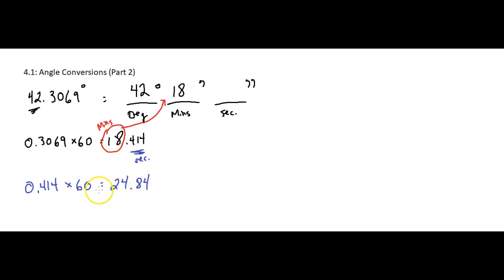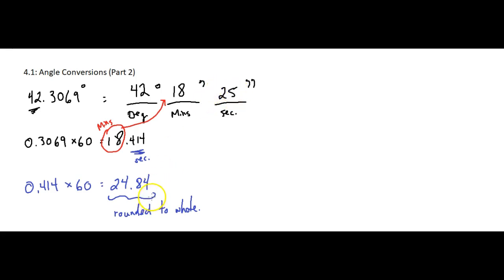Alright, now this number could go in as 24.84. Generally, this is rounded to a whole number. A lot of calculators might take it to one decimal place, but either way that's fine. So rounded to a whole, the closest whole number is 25. So I'm going to call that 25.